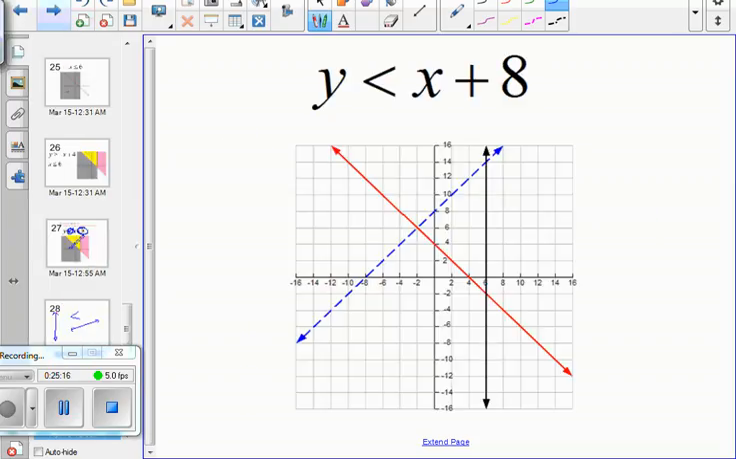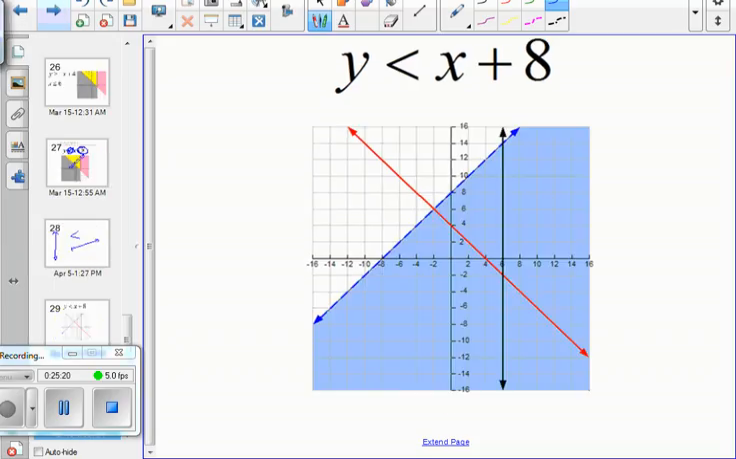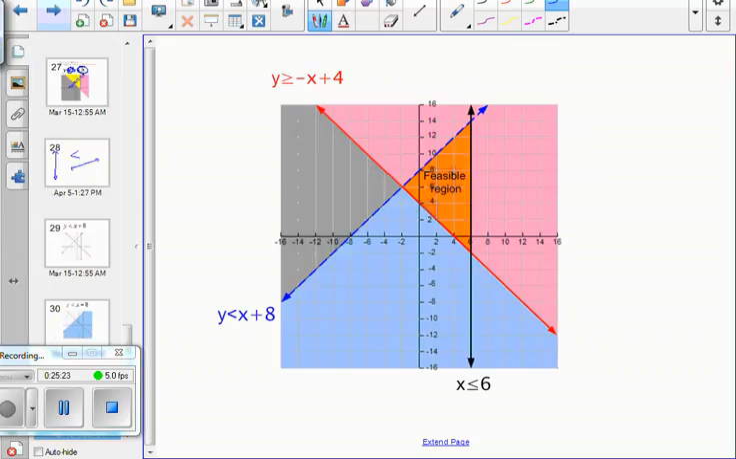All right, so this one is starting to shape up with this dotted line here, and then when they get it all put together, all of them overlapping is called the feasible region. Okay, that's what you're going to be making today, a bunch of graphs that'll look like that when they're done. So let's get started on it together.